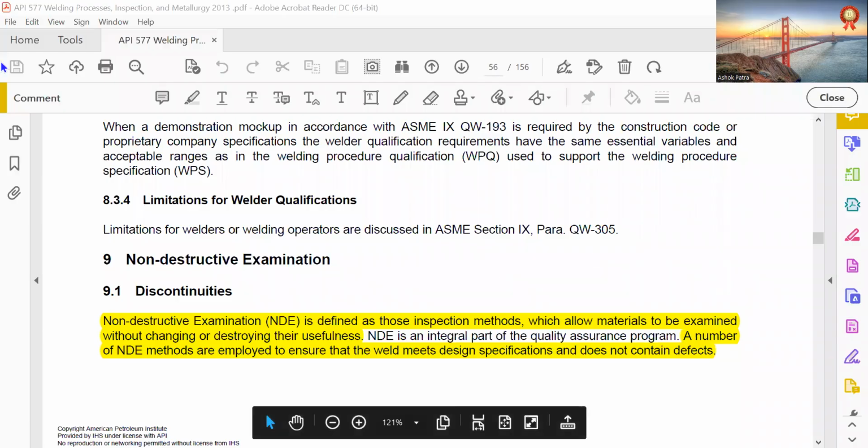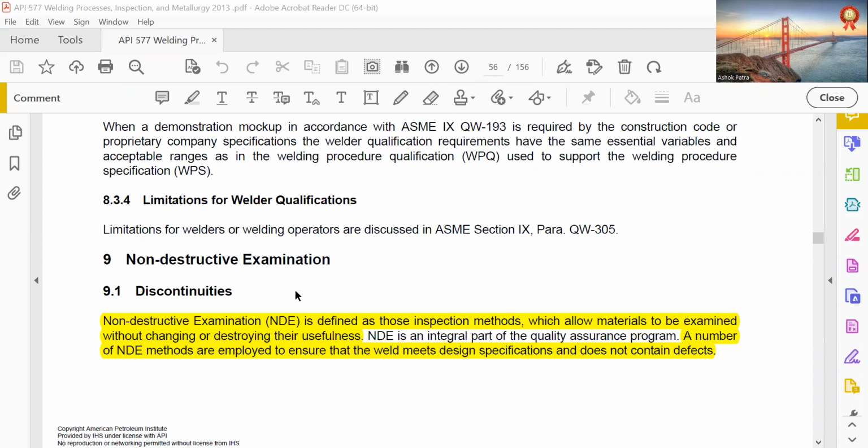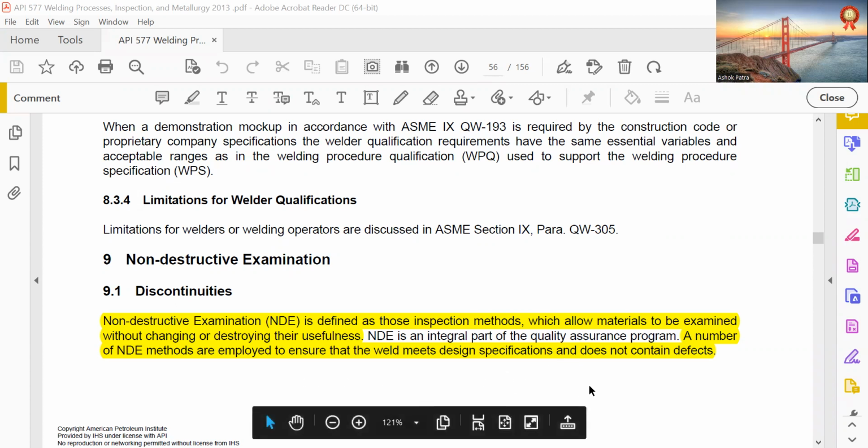Good morning, my friends. We'll start API 577, 9th chapter, non-destructive examination.